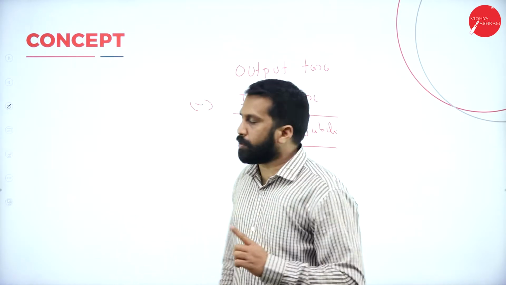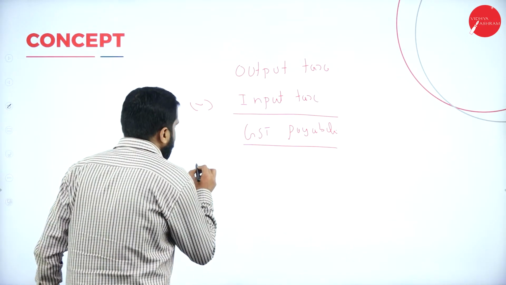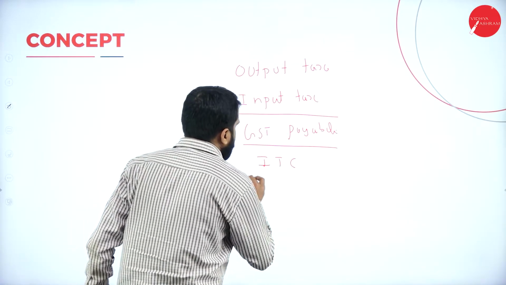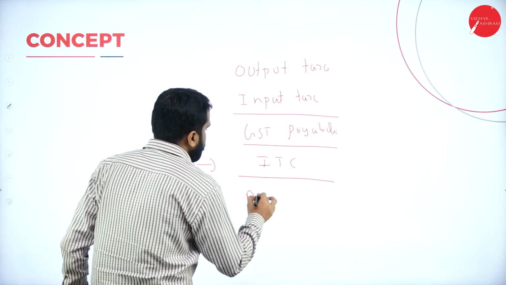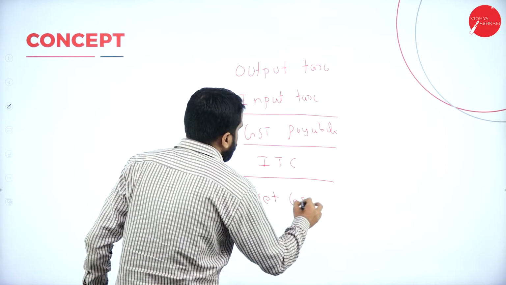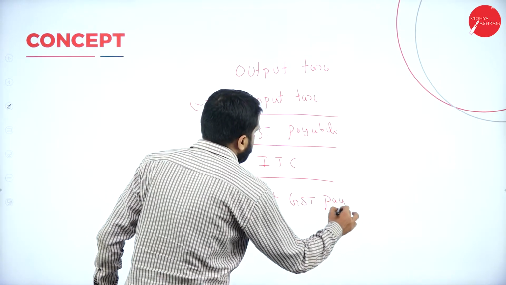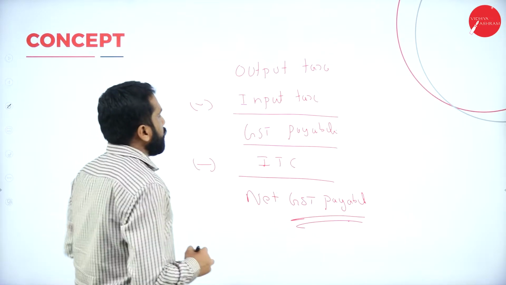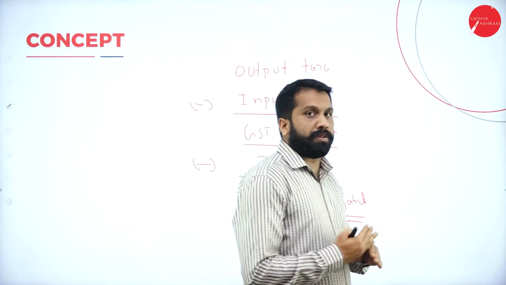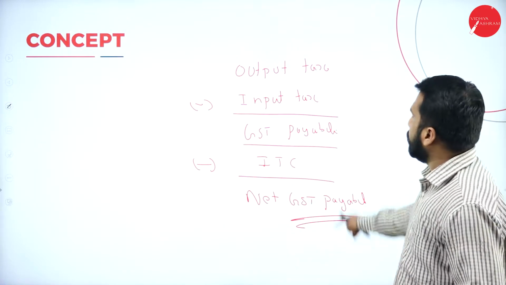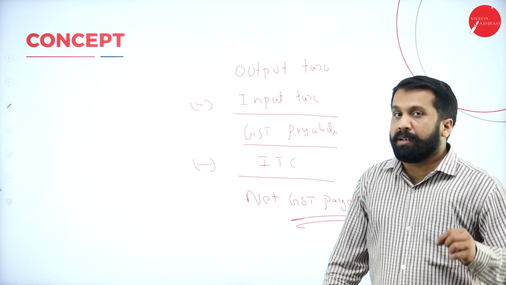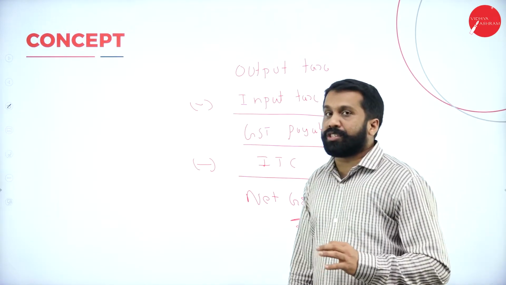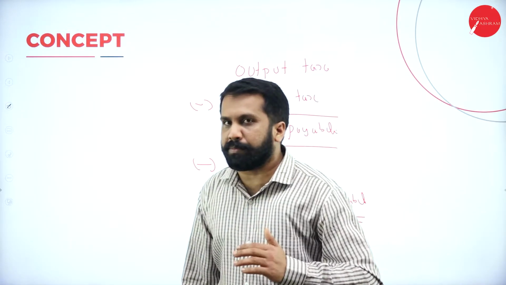In this, what do we do? Whatever GST payable is there, minus input tax credit. The final answer will be net GST payable. Hope you are clear. What is the procedure? Output tax minus input tax. You will get GST payable, minus ITC. The final answer will be net GST payable. Now we will understand one by one.